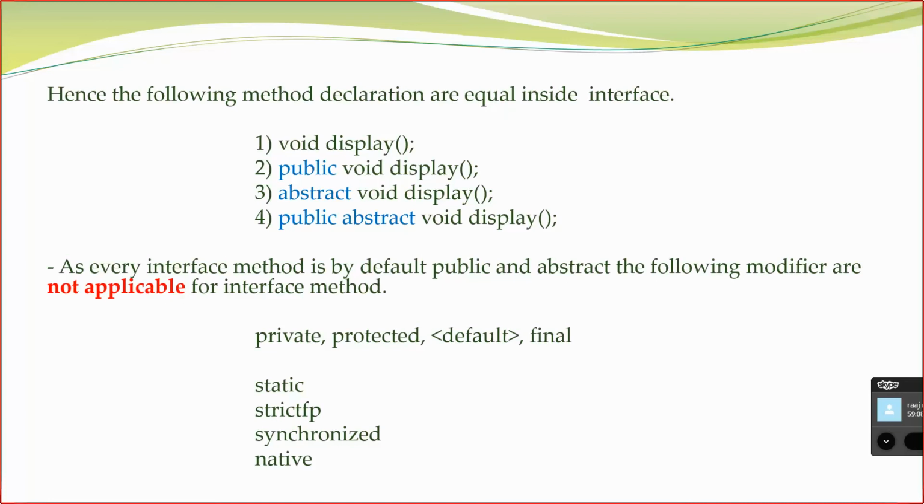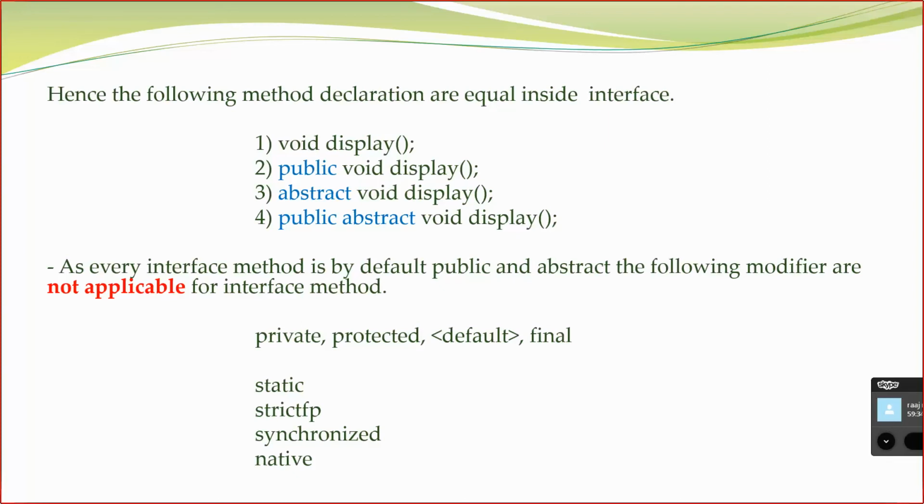Static means we can access it by the class name, no need to create an object. Final means once you define any variable as final, we cannot change that variable after that. We cannot override it. Override applies to methods, but here we're talking about variables. We cannot change it.